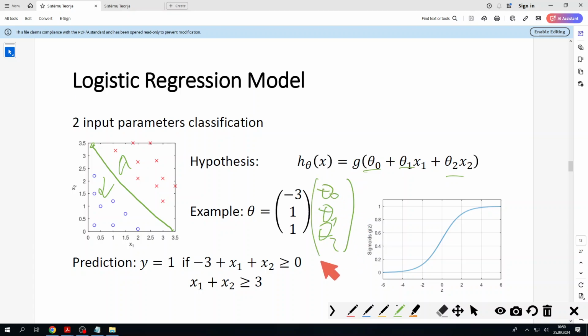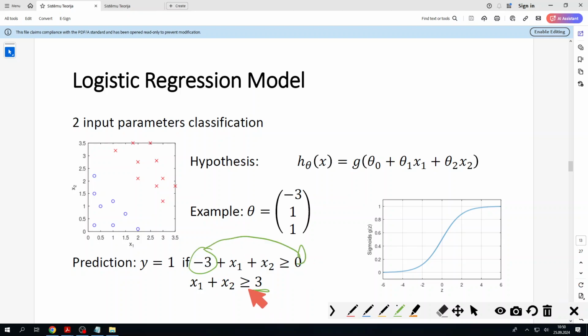So here I am using the vector form, which we discussed in the previous lecture, but let me remind you that this is actually a vector consisting of the same theta 0, theta 1, theta 2, which we used before. So we simply put those numbers in, get this hypothesis, and now we need to see when it is actually positive. For that, we can move this -3 over, and the condition to have y equal to 1 will be that x1 plus x2 together are at least 3.